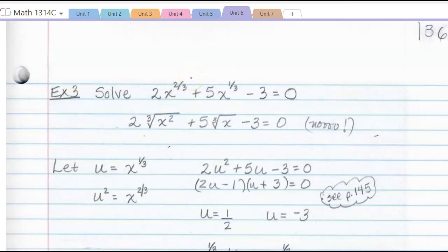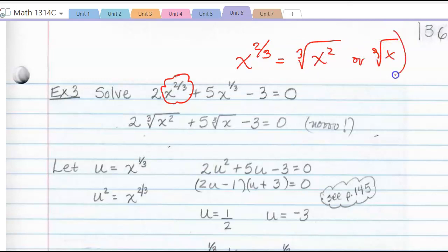First thing we're going to do is to remind you what it means when we have this 2/3 exponent. So x to the 2/3 means the same thing as the cube root of x squared, or the cube root of x, the whole thing squared. So we're going to make sure that we write it in one of these formats. It doesn't matter which one.